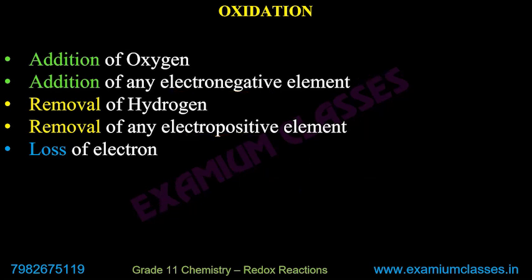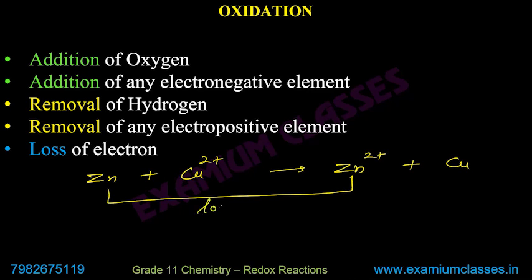Okay. So the real example: zinc plus copper sulfate solution. Copper sulfate can be written as Cu2+. It actually gives you zinc sulfate, which will be written as Zn2+, and copper. So zinc loses two electrons, this gains two. Because zinc loses two electrons, here it is oxidation.